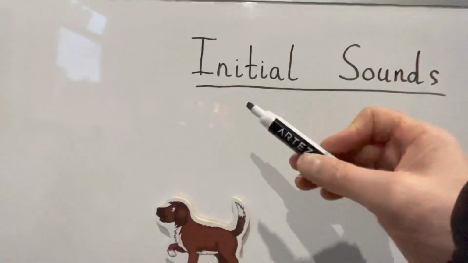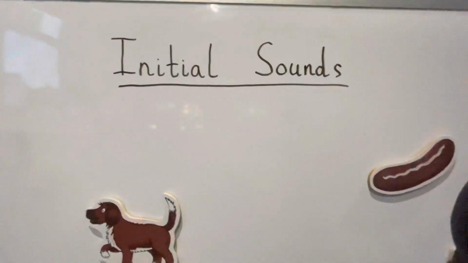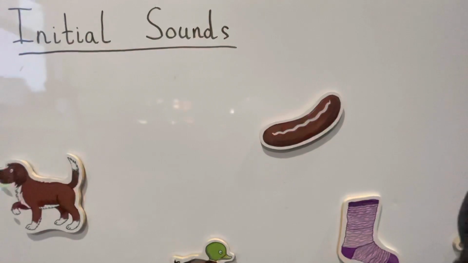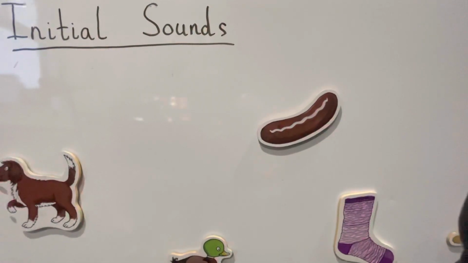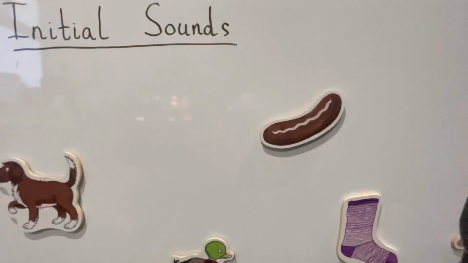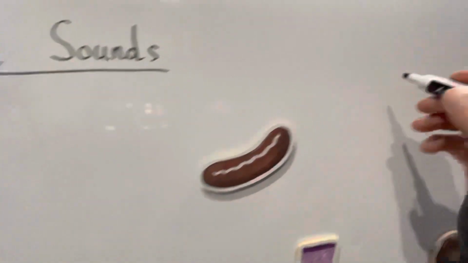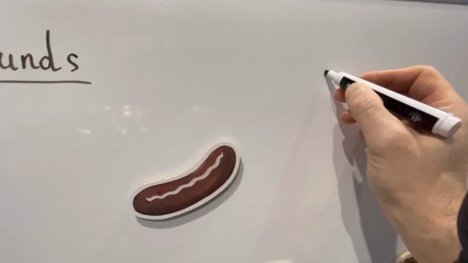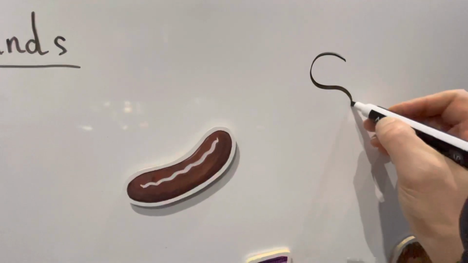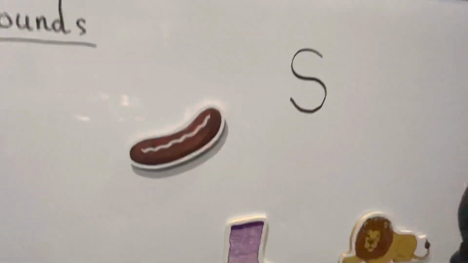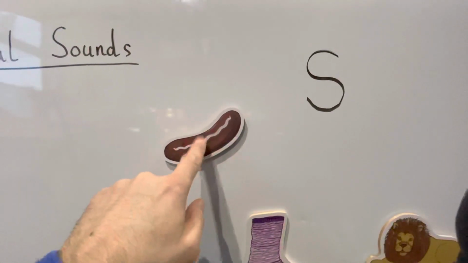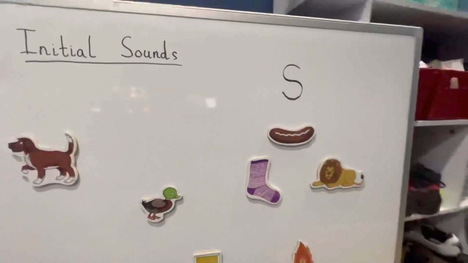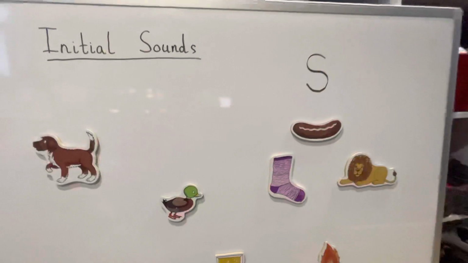and initial sounds. It's an S sound. Everyone go pretend you're a snake. Okay, let's draw it. And the letter S makes the sound. Round and round. That's the letter S. And it can make the S sound. So there we go. That's our S for sausage.